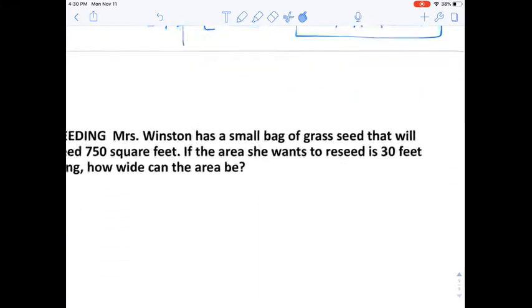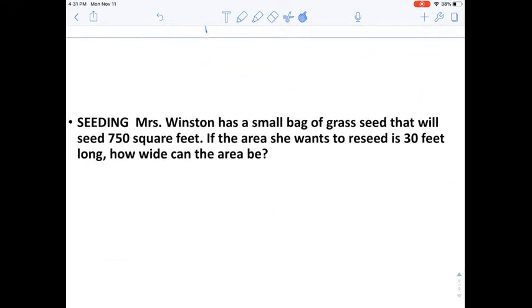All right, our last problem. Seeding. Mrs. Winston has a small bag of grass seed that will seed 750 square feet. If the area she wants to reseed is 30 feet long, how wide can the area be? What is the formula for the area of a rectangle? Area equals length times width. Again, I'm going to draw myself a picture because that helps me.